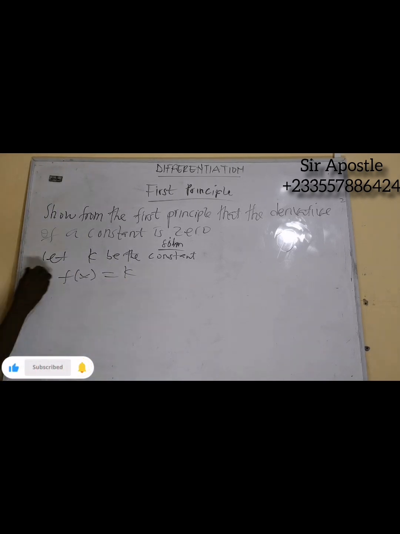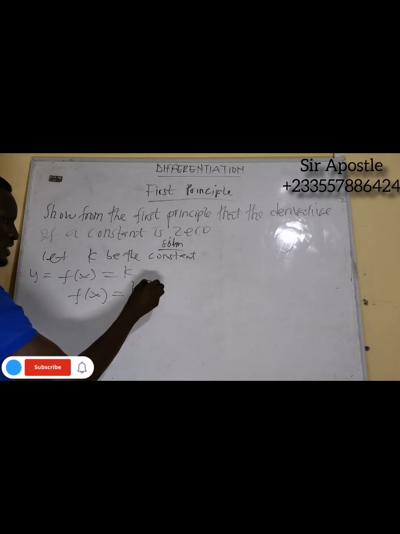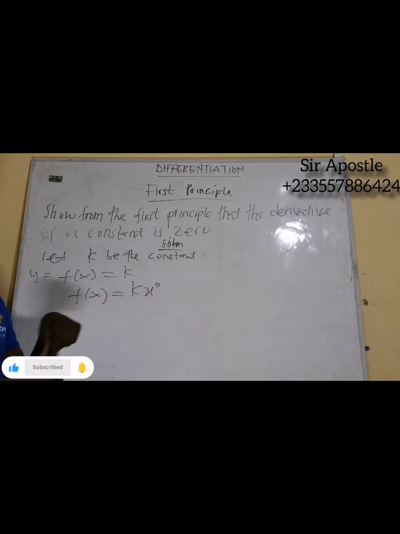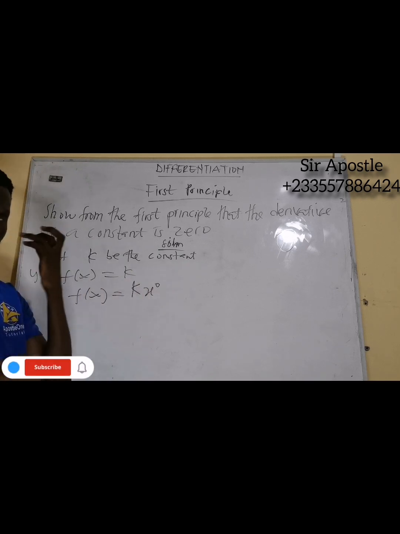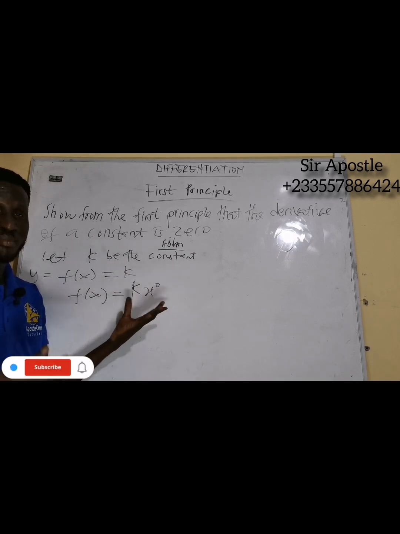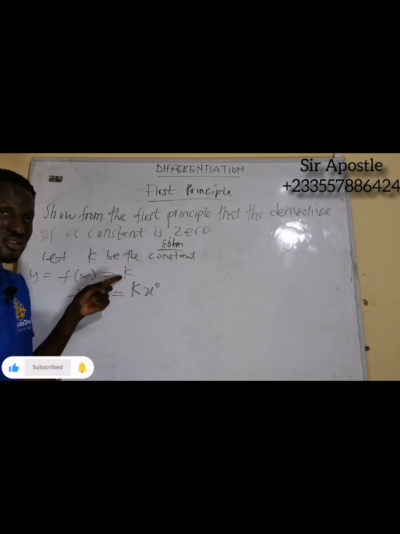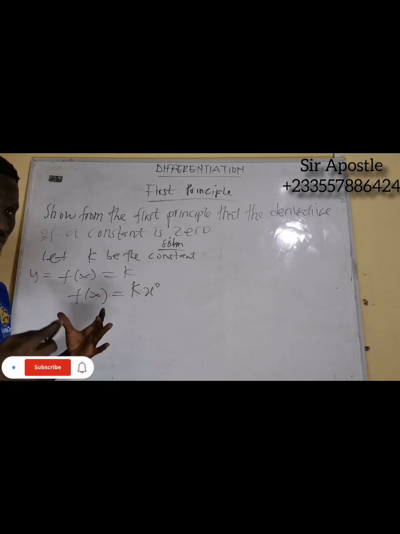I can say y is equal to f of x is equal to k, or I can say y is equal to k. I can say f of x is equal to k. You understand? But when f of x is equal to k, it means that f of x is the same as k x exponent 0. You see, k is a constant, x is a variable. So this one means k x exponent 0. Now, why? Because x exponent 0 is the same as 1, so 1 times k is the same as k. Any constant has a variable, just that the variable has the exponent of 0. Yes, keep that one in mind.